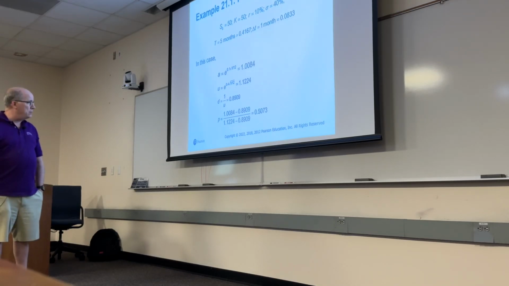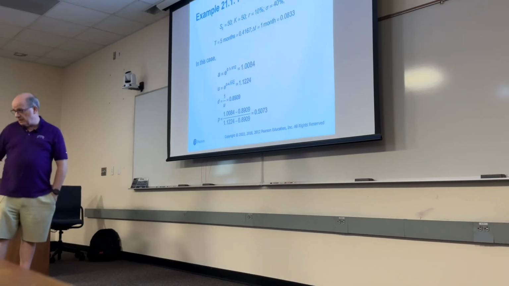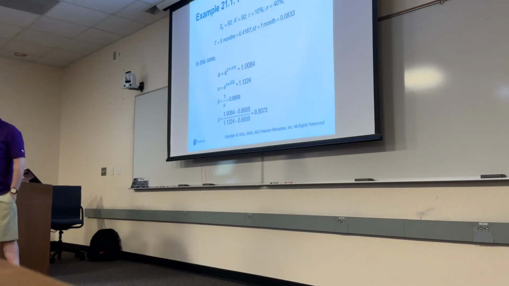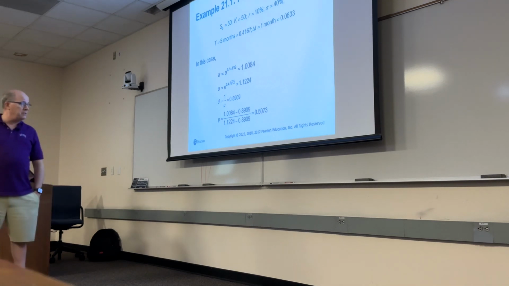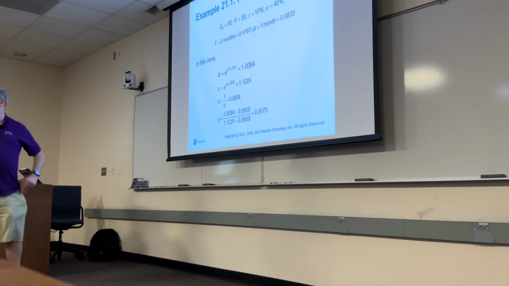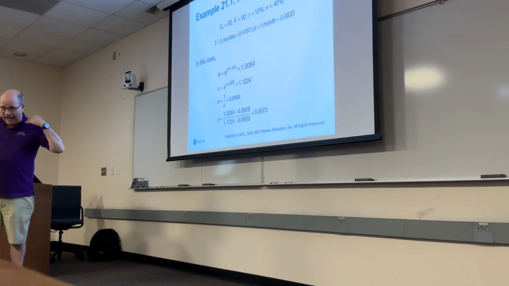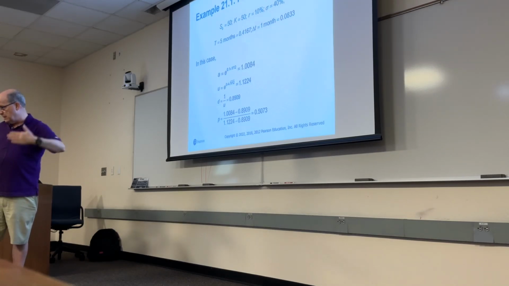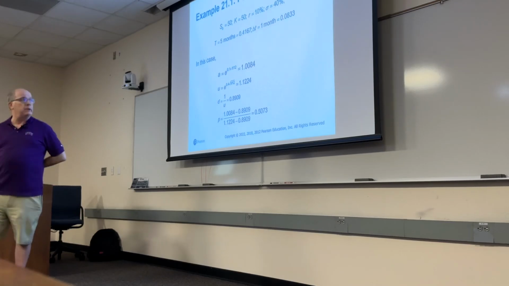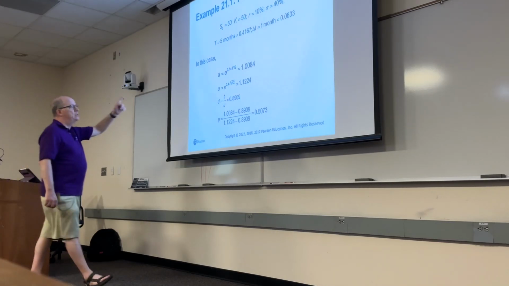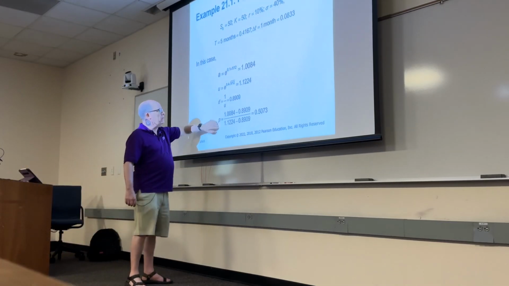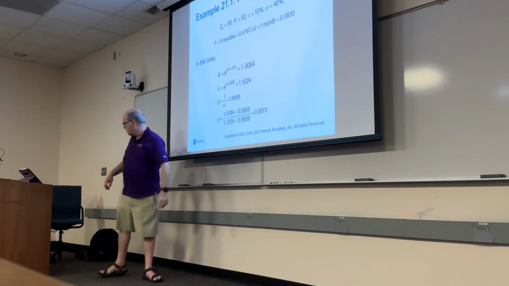T is 5 months. T will always end up being annualized at the end of the day. 5 over 12 is 0.4167. Delta T is 1 month. I'm going to take 5 steps. Not very accurate to only take 5 steps. You need a lot more granularity to really get the process. He calculates these parameters, the u, d, and the p. He just works it out for you.